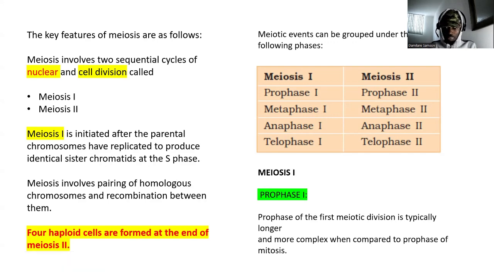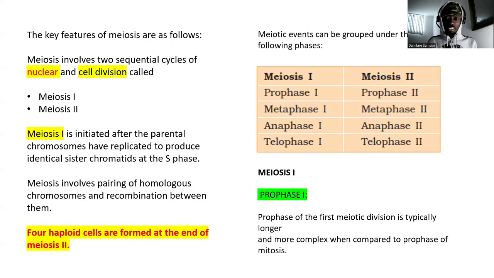Now, in meiosis 1, the prophase of the first meiotic division is typically longer and more complex when compared to the prophase of mitosis. In the prophase of mitosis, it is very short. It doesn't take time at all.